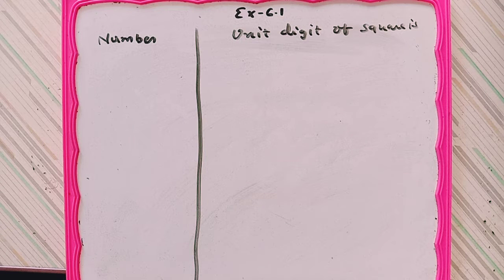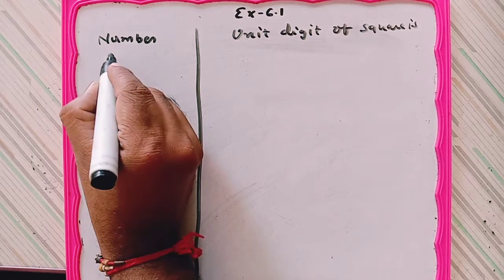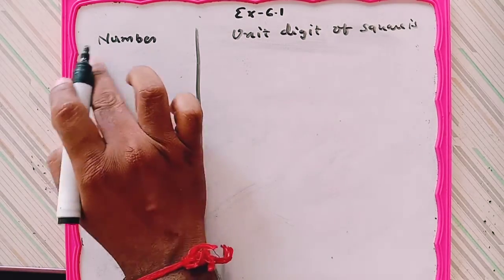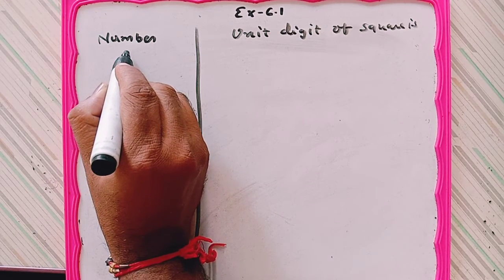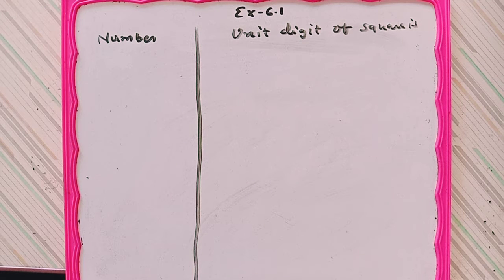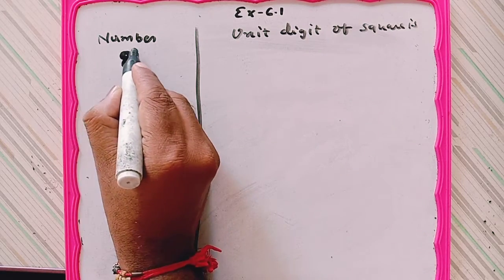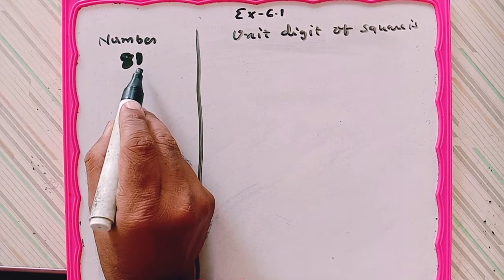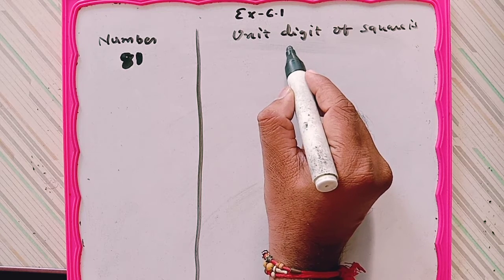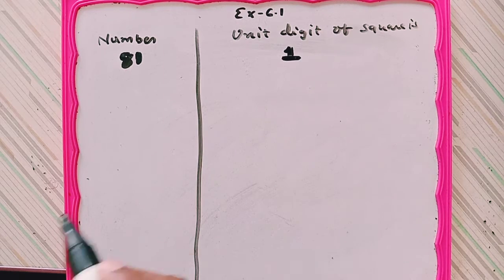In this session we will see exercise 6.1 of Squares and Square Roots. The first question is: for the given number, write the unit digit of the square of it. The first number is 81. So 81 has the last digit 1, and so the unit digit will be 1. 1 squared is 1, so 1.